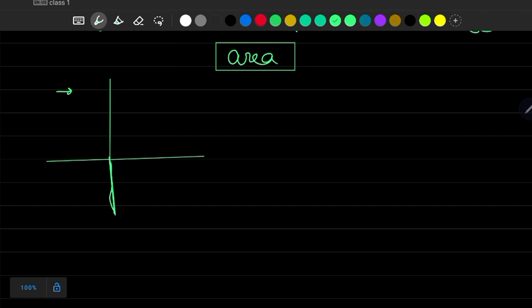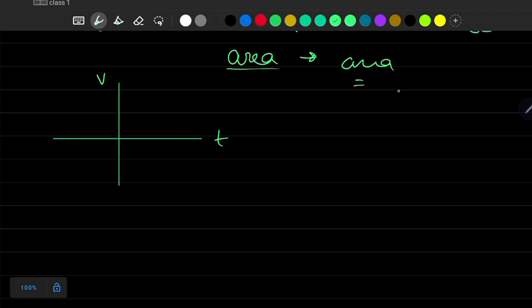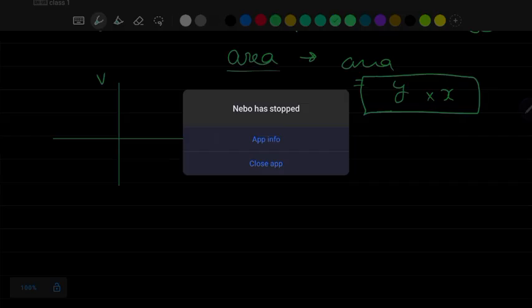Let's say this is your xt graph, or let's say we have this vt graph. Just like slope was y upon x, area means y into x. Always remember, area means y into x.